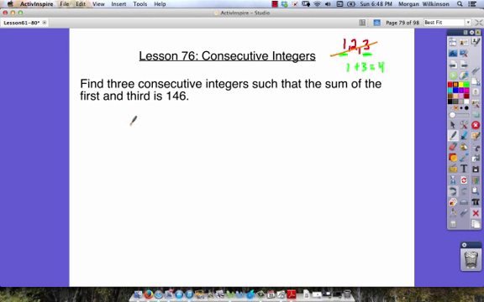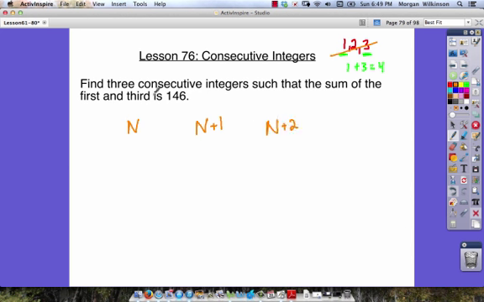So for our consecutive integers, let's say the first one is going to be called n, because it's a number. The second one is going to be called n plus 1, because it's a number plus 1 more, like 2 is 1 more than 1. And our third number is going to be n plus 2.